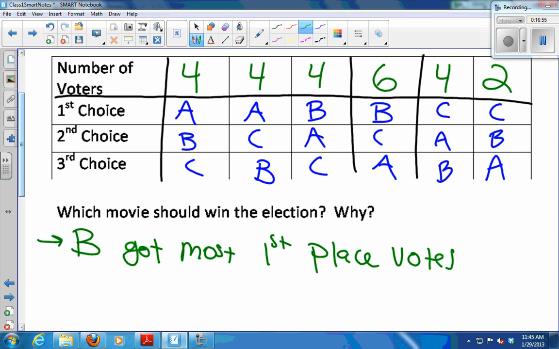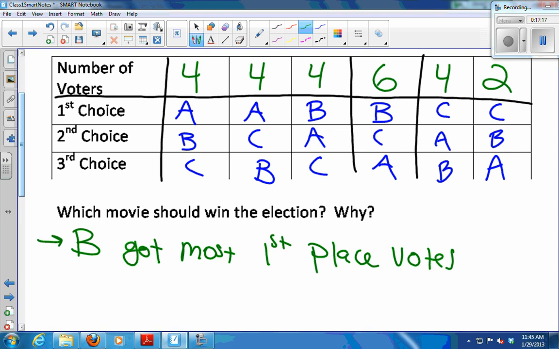Okay, I see. So you're saying some of these people who didn't vote for B actually have B in last place, right? So maybe people's last place votes should come into account so that we don't play a movie that somebody really doesn't want to see. That's what we should assign.